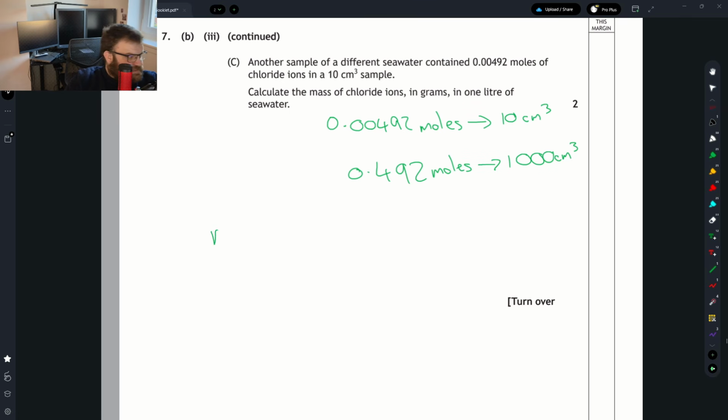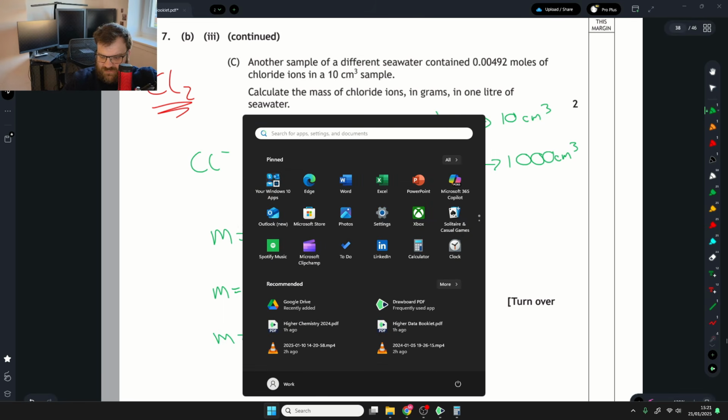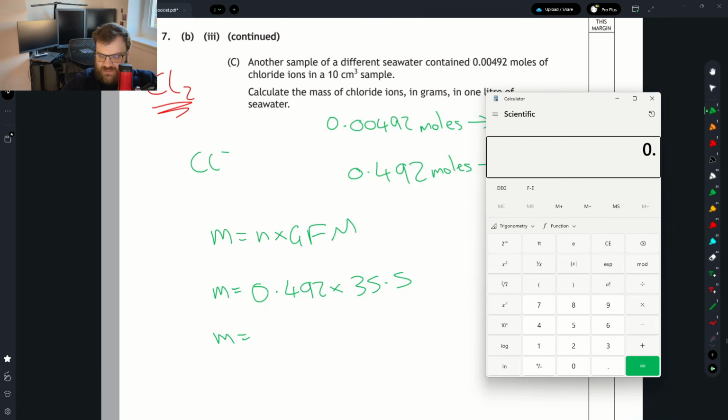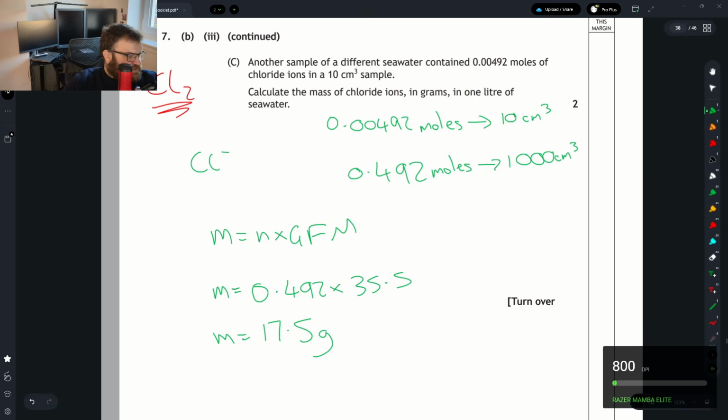And then to work out the mass, M equals N times GFM. Importantly here, it's chloride, so Cl negative. It is not chlorine, which would have been Cl2. So we're just using 35.5, the GFM of chloride, not 71 for that. So 0.492 times 35.5 gives 17.5. Let's go for 17.5 grams as my final answer.